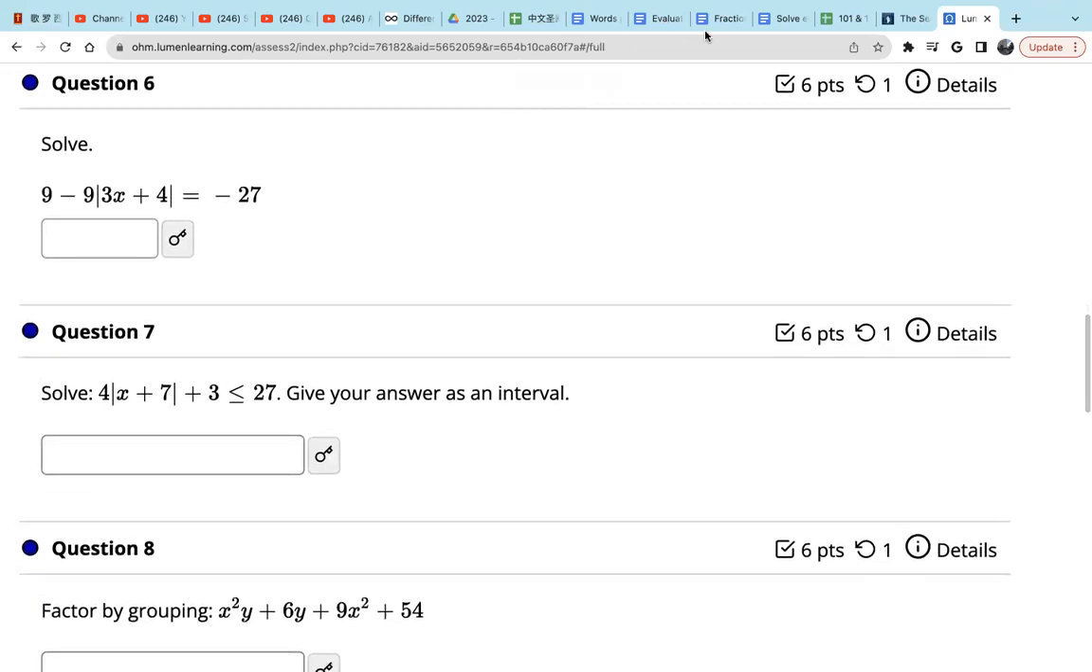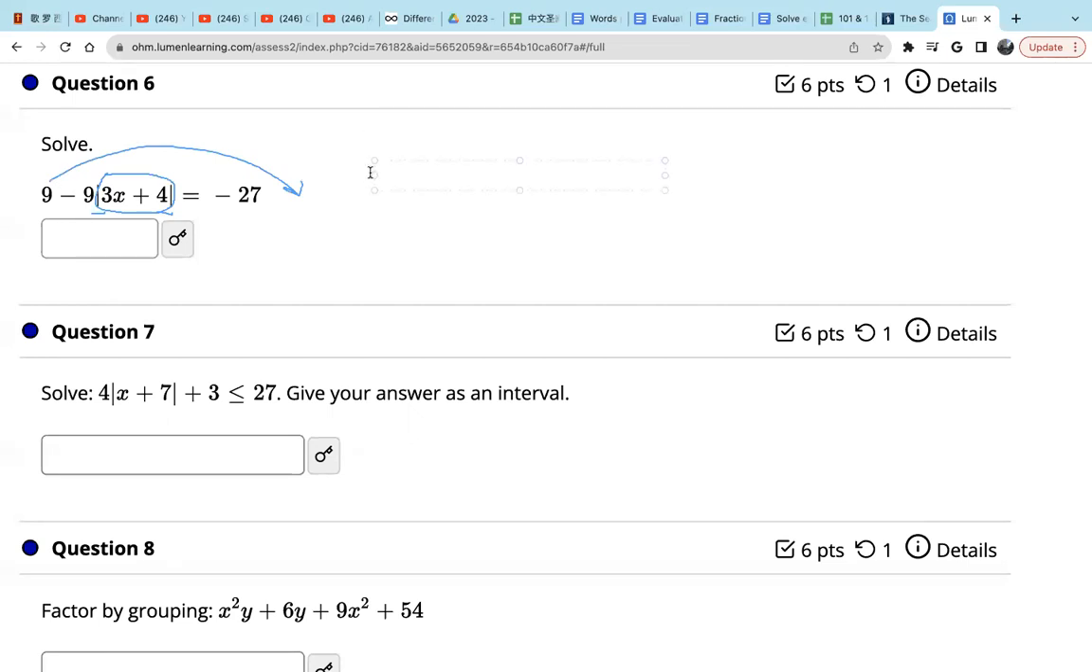Let's see, 6. Absolute value equation. All right. So first we want to single out this absolute value. We want to get rid of this 9. We want to subtract 9 on both sides or move 9 to the right-hand side.